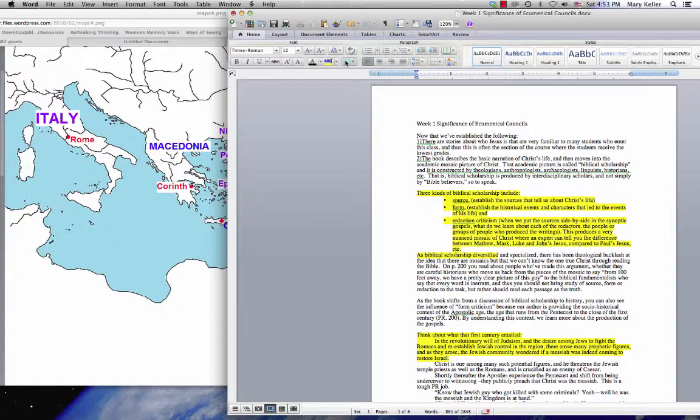Particularly that kind of fundamentalism is not part of biblical scholarship, because it doesn't play by the rules of scholarship.